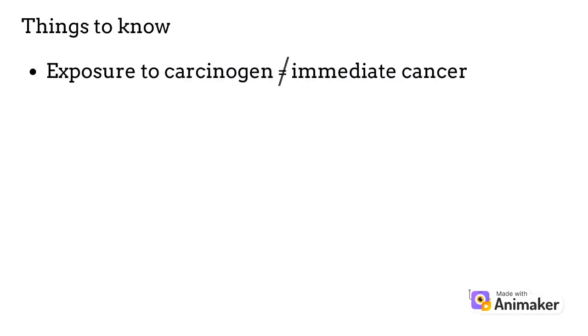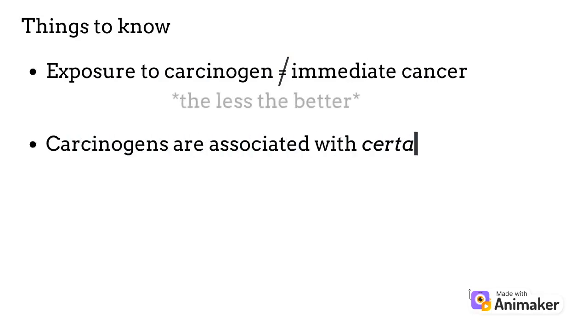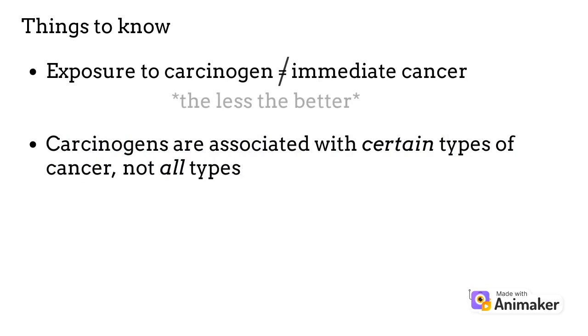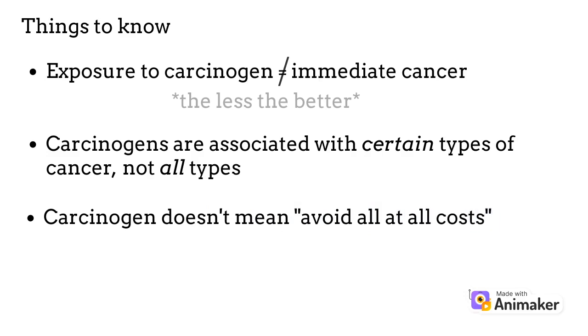So here are some important things to remember about carcinogens. Number 1. Exposure to a carcinogen does not necessarily mean you'll get cancer, but in general, the less exposure the better. Number 2. Most carcinogens listed are linked with certain types of cancer, but not all types. And number 3, just because something is a carcinogen doesn't mean you should avoid it or that you can. For example, sunlight UV rays are a commonly known cause of skin cancer, but that doesn't mean you can never go outside again. It just means you should use a preventative measure against it.